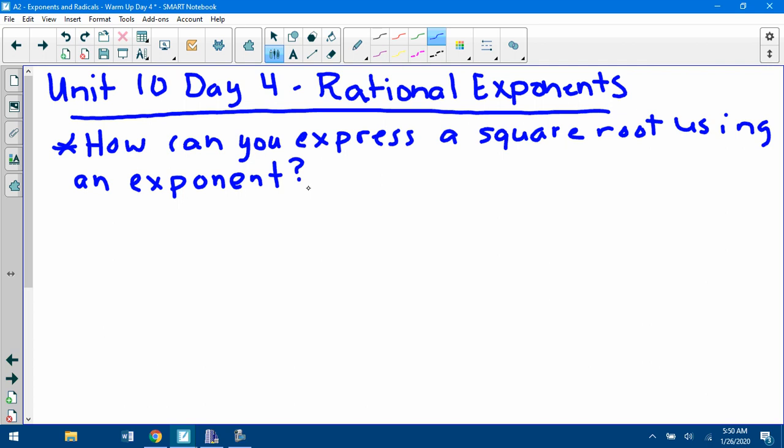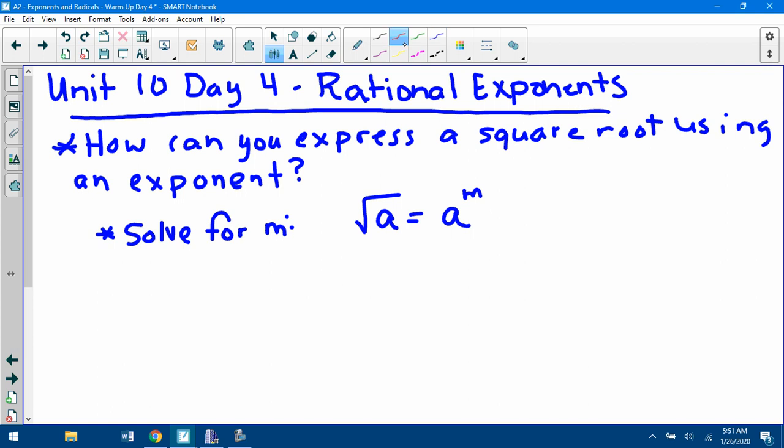Okay, for my first example, I'm going to say solve for m. I'm going to answer this question using some work. Let's say the square root of a is equal to a to what exponent? It's the math way of asking the question I wrote. Instead of a square root, I want an exponent. What gets rid of a square root? Squaring it. So I could square both sides here.